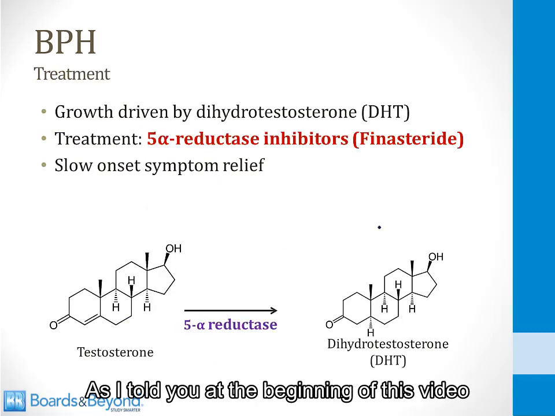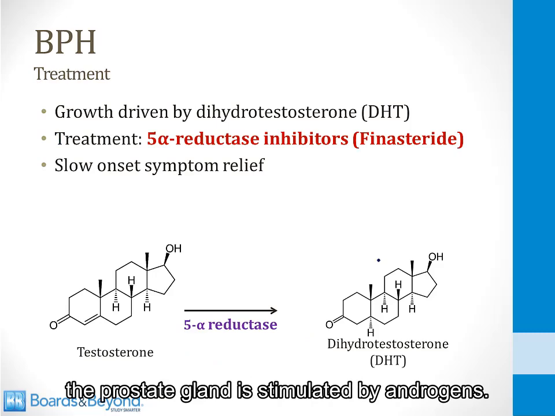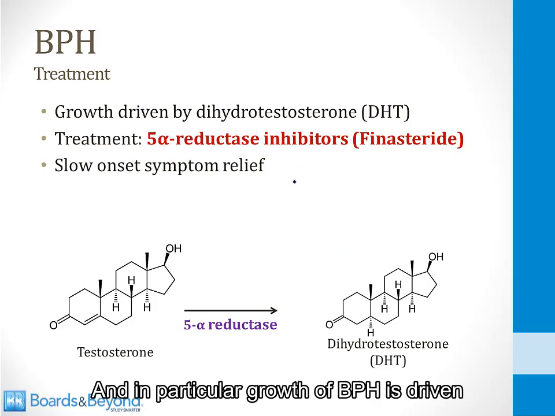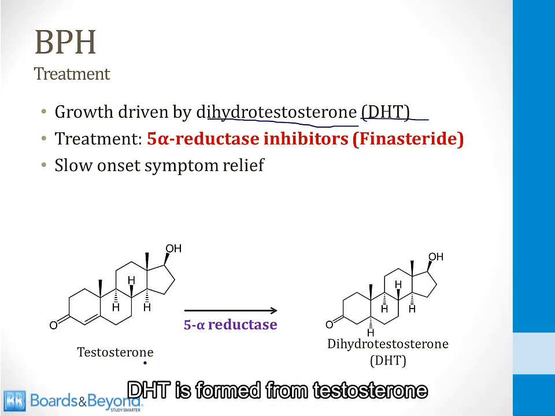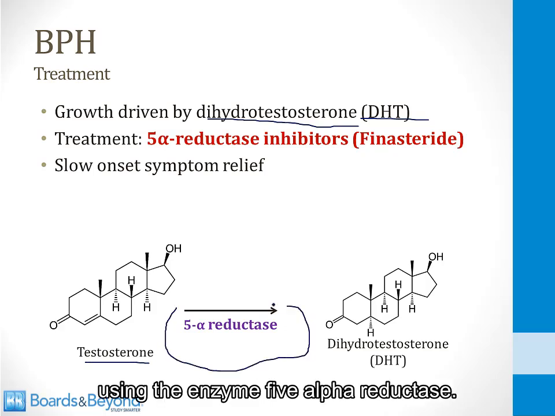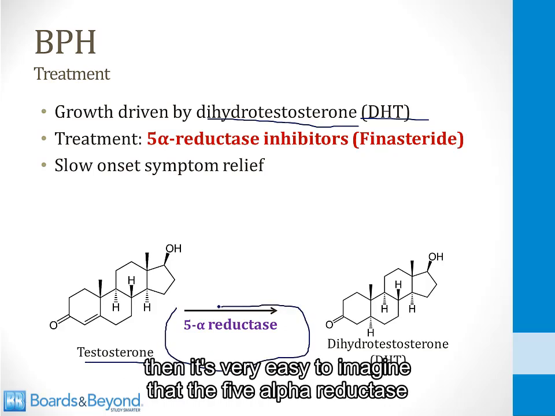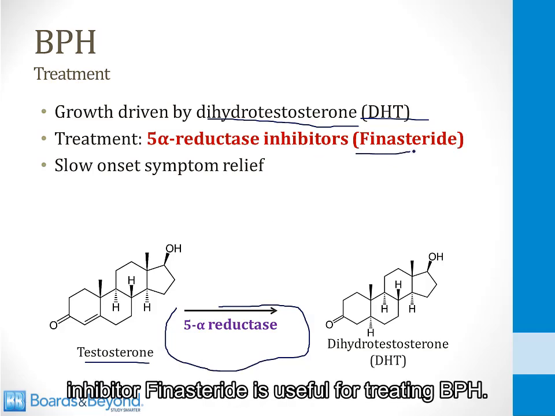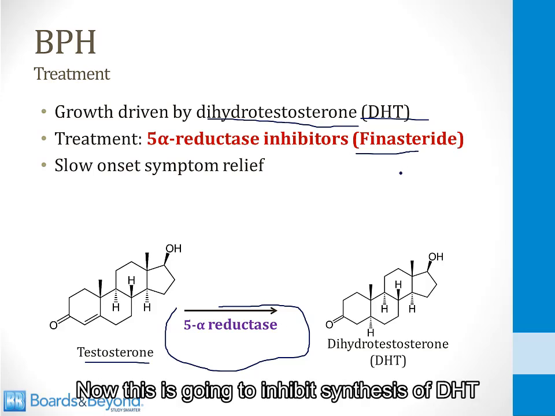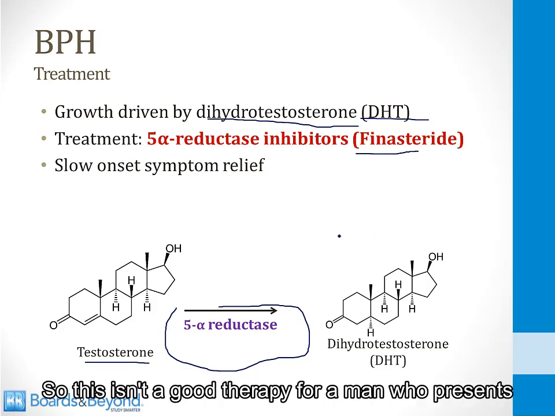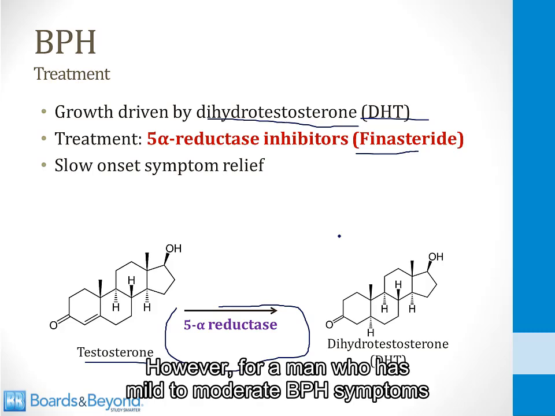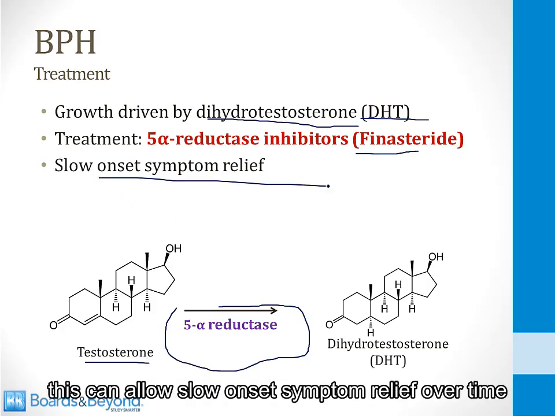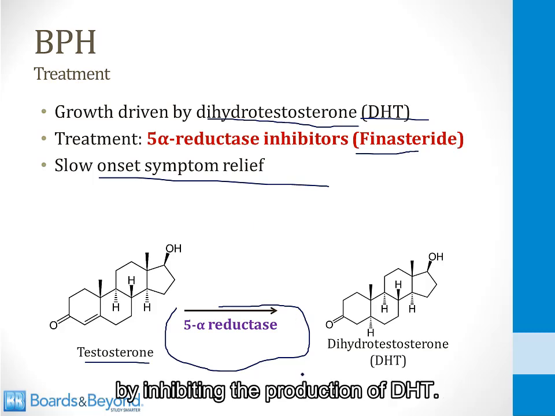As I told you at the beginning of this video, the prostate gland is stimulated by androgens, and in particular, growth of BPH is driven by the very potent androgen dihydrotestosterone, or DHT. DHT is formed from testosterone using the enzyme 5-alpha reductase, so if you understand this, then it's very easy to imagine that the 5-alpha reductase inhibitor finasteride is useful for treating BPH. Now, this is going to inhibit synthesis of DHT, and it's going to take time to take its effect. So this isn't a good therapy for a man who presents with acute obstruction of the bladder. However, for a man who has mild to moderate BPH symptoms, this can allow slow onset symptom relief over time by inhibiting the production of DHT.